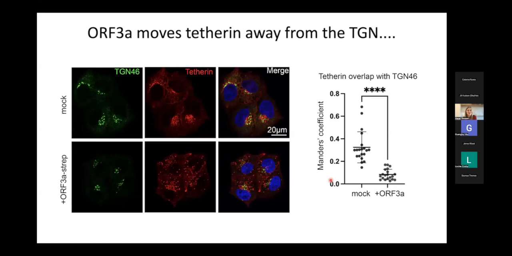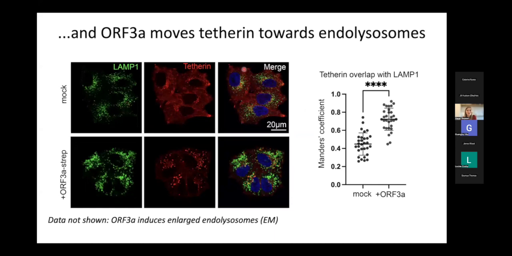And what we found was that ORF3a seemed to be moving tetherin away from the trans-Golgi network, where it would normally be expressed. And as I said, obviously SARS-CoV-2 has to bud from the ERGIC compartments, which then traffic to the TGN. So the TGN is part of the biosynthetic pathway of SARS-CoV-2 viruses. And yet 3a seems to be moving tetherin away from this area. Instead, it seems to be moving tetherin towards the endolysosomes.